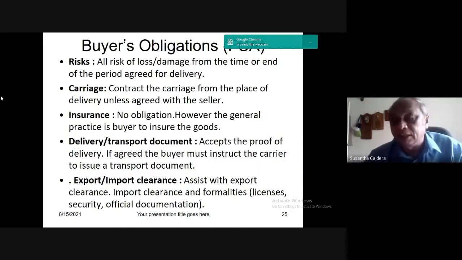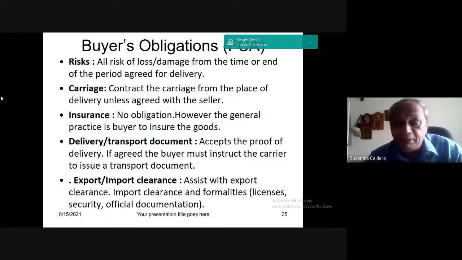Buyer's obligations under FCA: all risk of loss or damage from the time or end of the period agreed for delivery. Carriage: contract the carriage from the place of delivery, unless agreed with the seller. What do you mean by that?